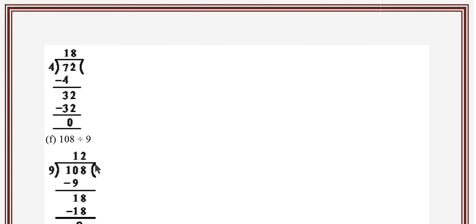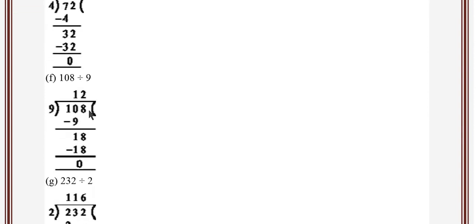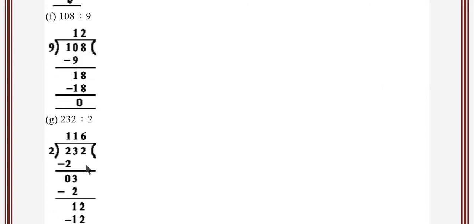108 divided by 9. 9 ones are 9. 10 minus 9 is equal to 1. And we keep here 8. 9 twos are 18. 18 minus 18 0. So 108 divided by 9 is equal to 12.